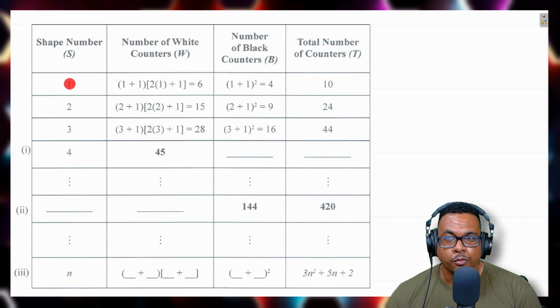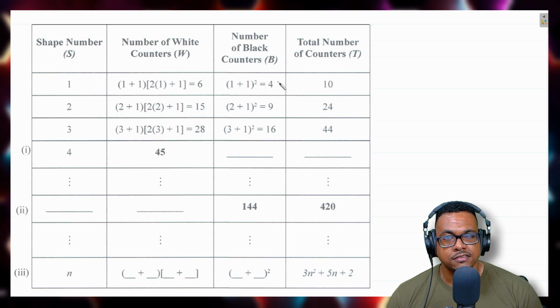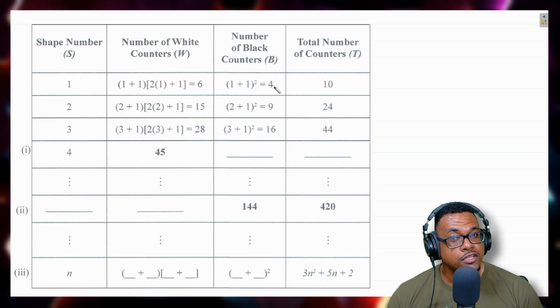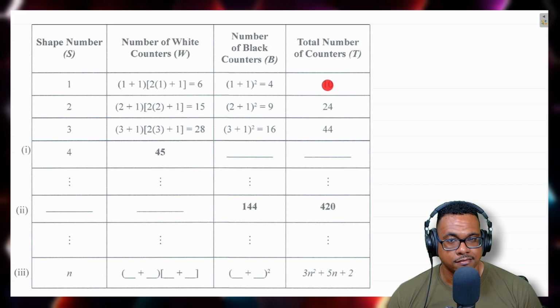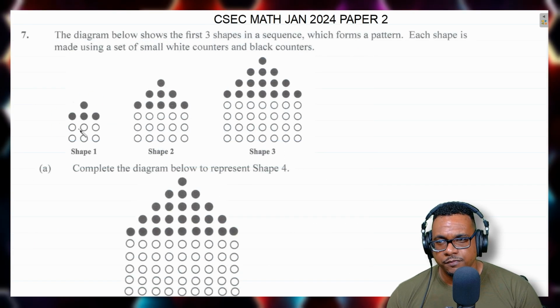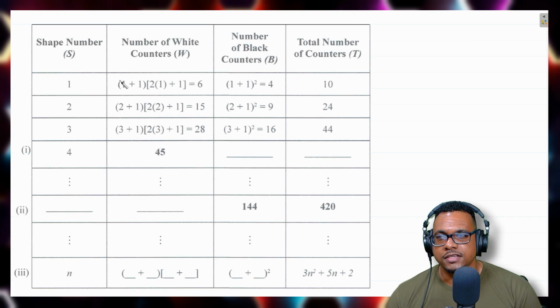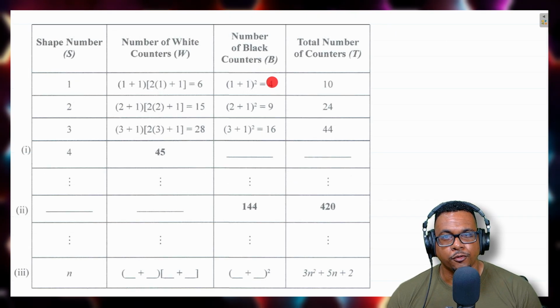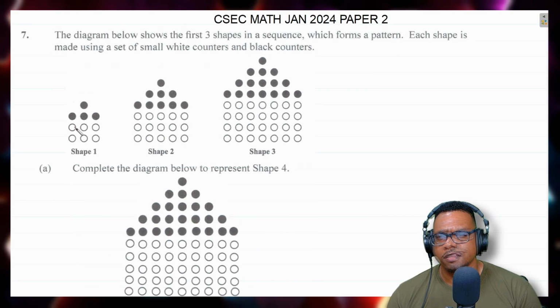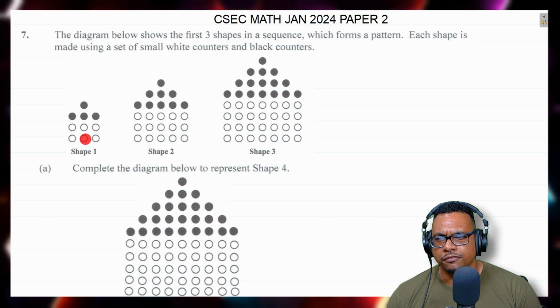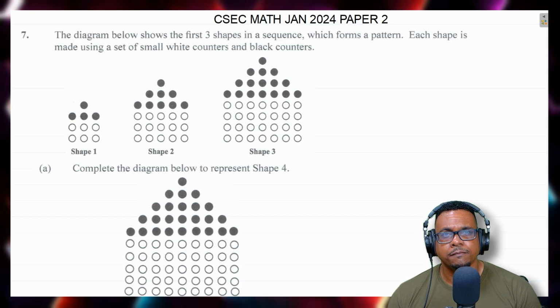So you can see that for shape 1, we have 6 white counters, 4 black counters, and the total will be 6 plus 4, which is 10. Let's go back to shape 1. We have 4 black counters. We can see for shape 1, we have 4 black counters. Then we have 6 white counters in shape 1.